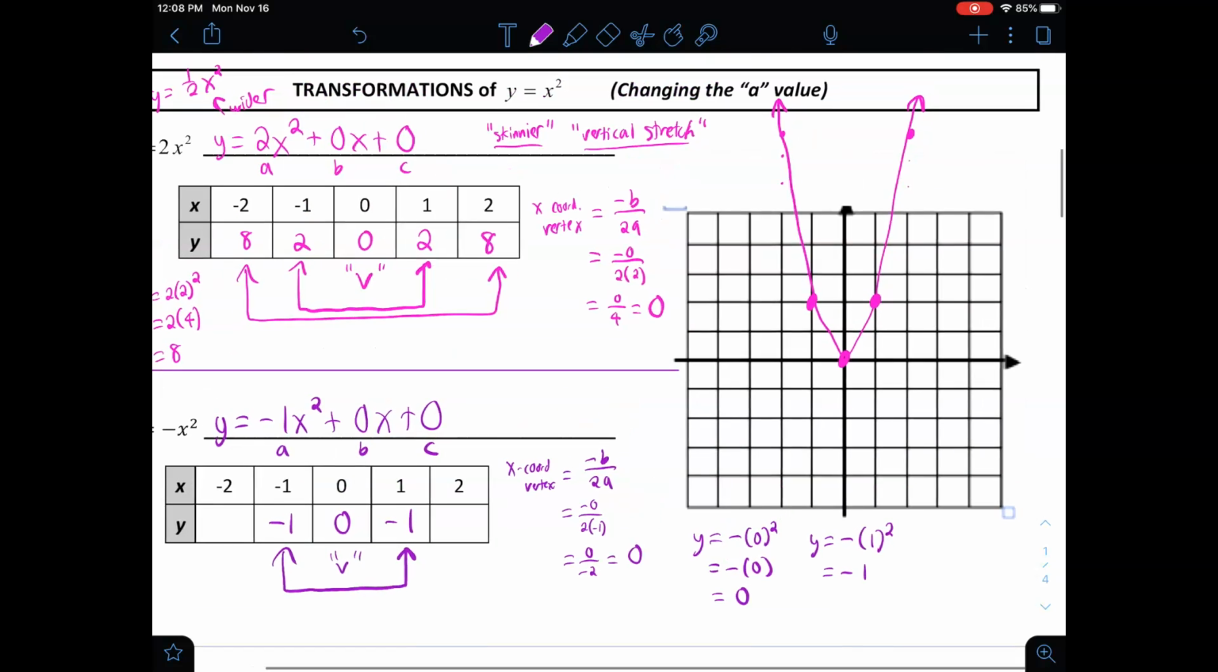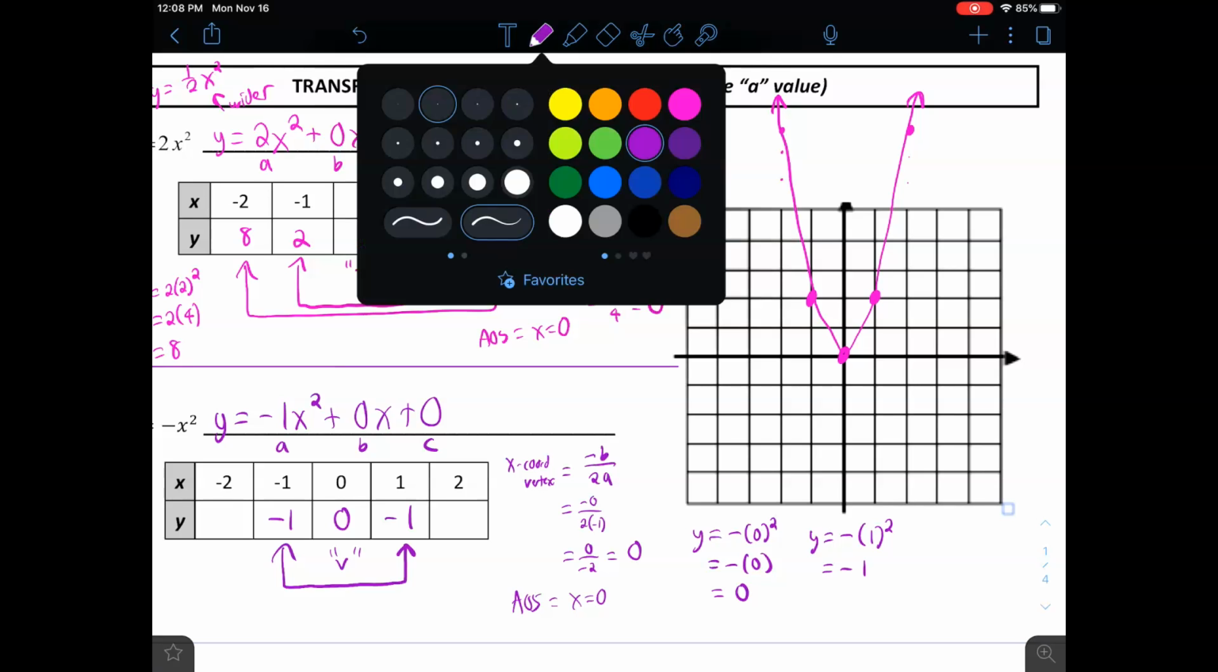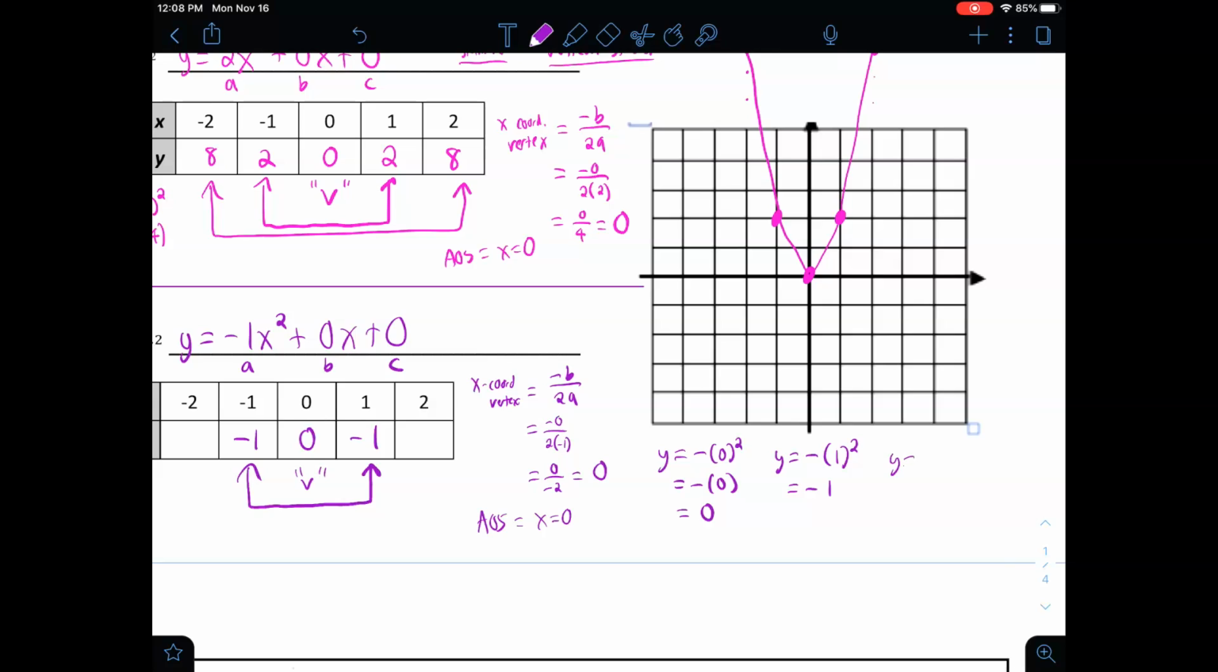I forgot to mention with the last one too, the axis of symmetry is x equals 0. Same thing down here, it's going to be x equals 0. This x equals the x-coordinate of the vertex. All right, let's do 2 now. We're going to plug in 2. So we have y equals negative parentheses 2 all squared. 2 squared is 4, so we get negative 4. So we have negative 4 and negative 4.